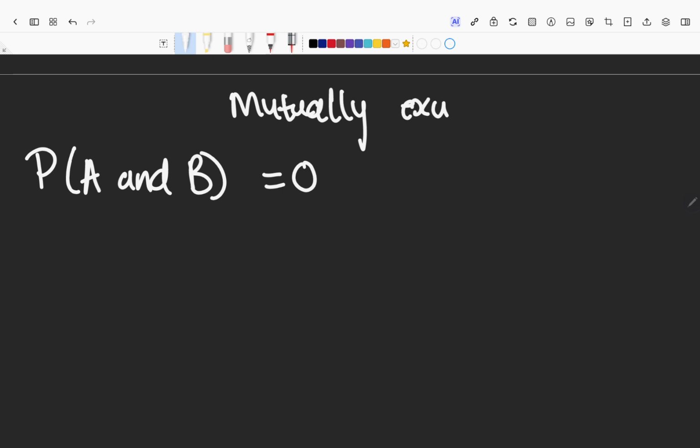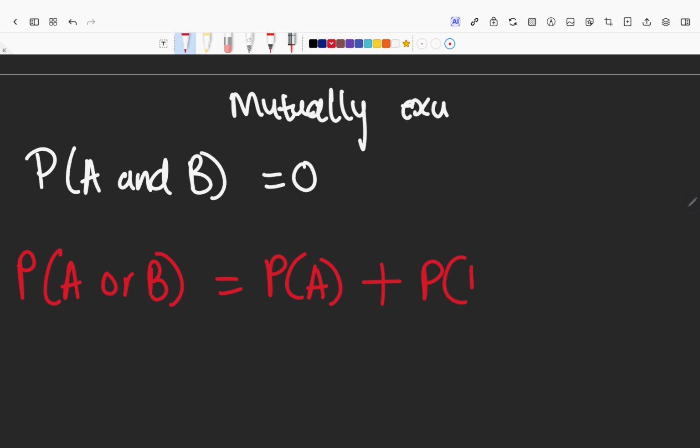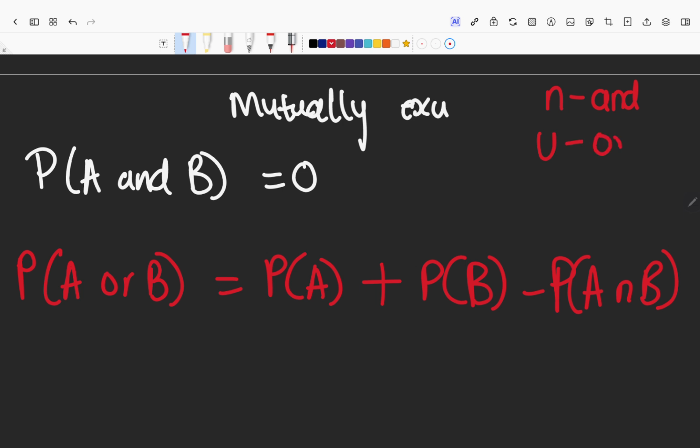Remember, in probability we have what I like to call the mother equation. This is the big equation, the main equation, which states, let me just write it in red: the probability of A or B is equal to the probability of A plus the probability of B minus the probability of A and B. Remember, n represents and, and u represents or in probability. So just make sure that you master this one because the examiner might try to trick you with this.